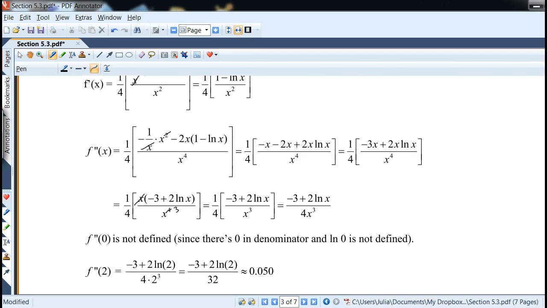Okay, so f double prime of 0 is not defined, not only because of the denominator, but also ln of 0 is not defined. The 2, I plugged in the 2 and I actually put it in the calculator. Just be careful, make sure to put parentheses. I actually did the denominator first, so put the top in parentheses divided by 32, and I got 0.050 as the result. That's it for this video, so stay tuned for the second part.